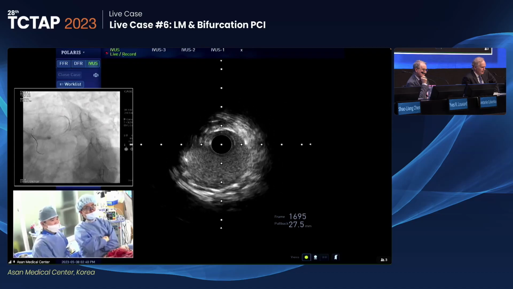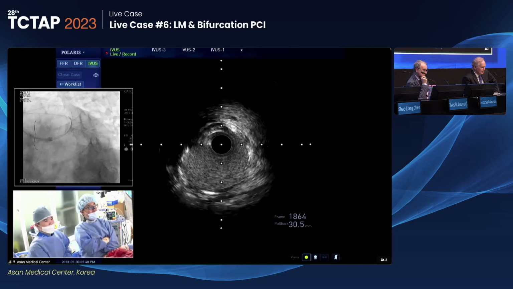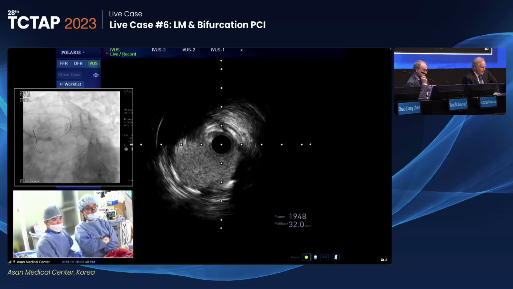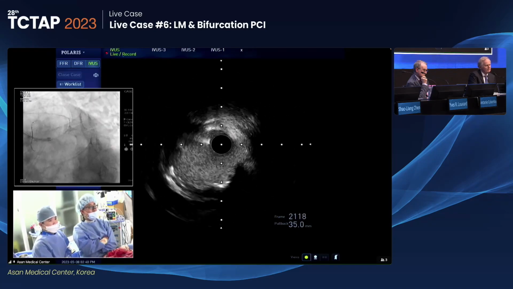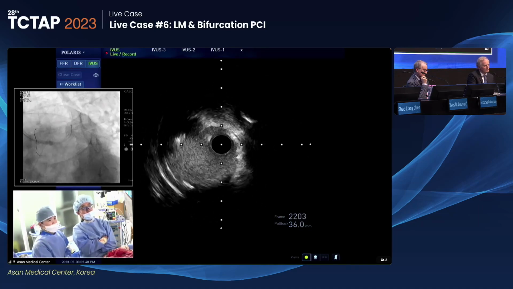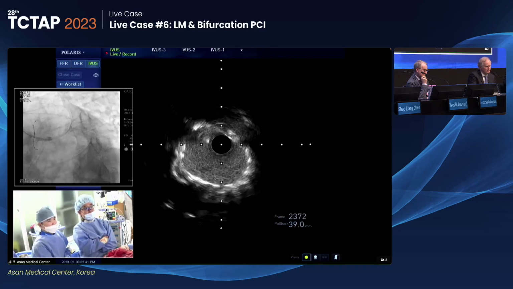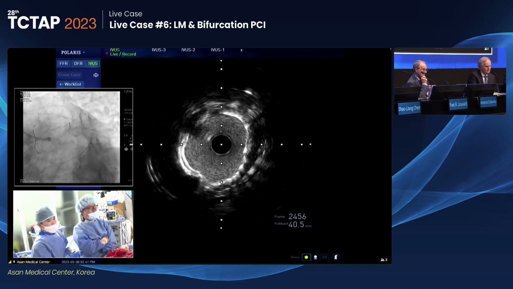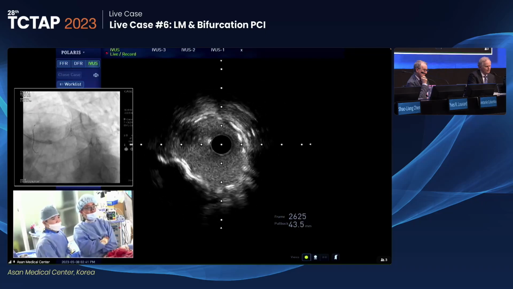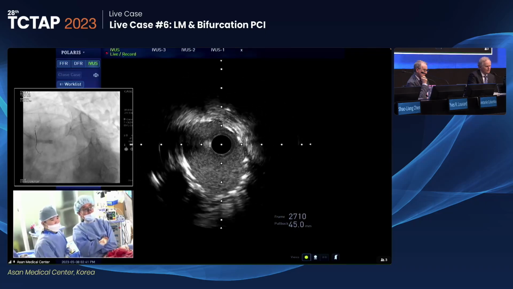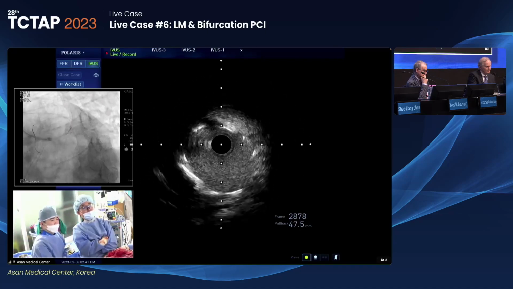And here it is fully expanded well. Here the proximal LAD was expanded well. The diagonal branch ostium is coming here at 1 o'clock. Over here it is opened well. You can see it is open well. We did a final kissing, and this is the LAD ostium. You can see the crushed part. The struts are coming over here at 3 o'clock.